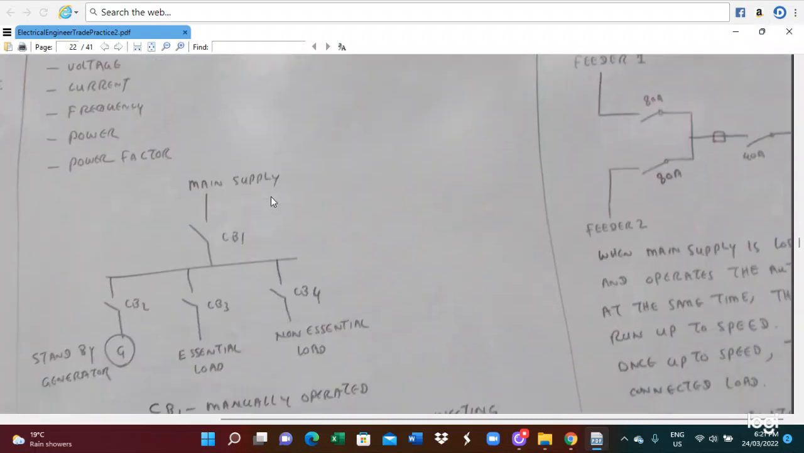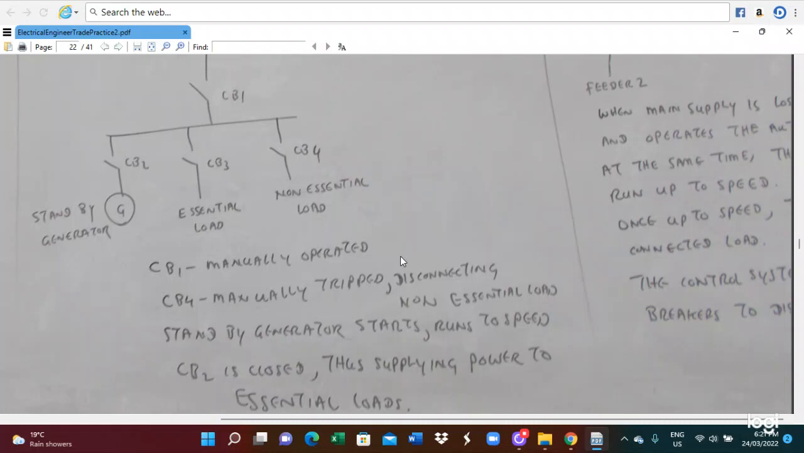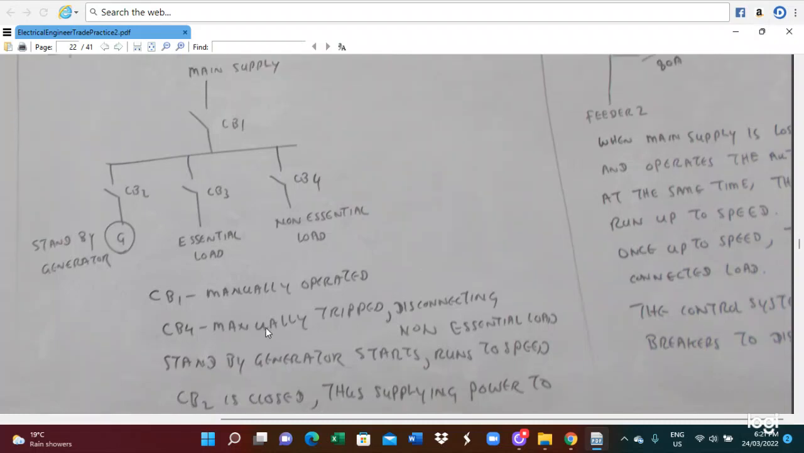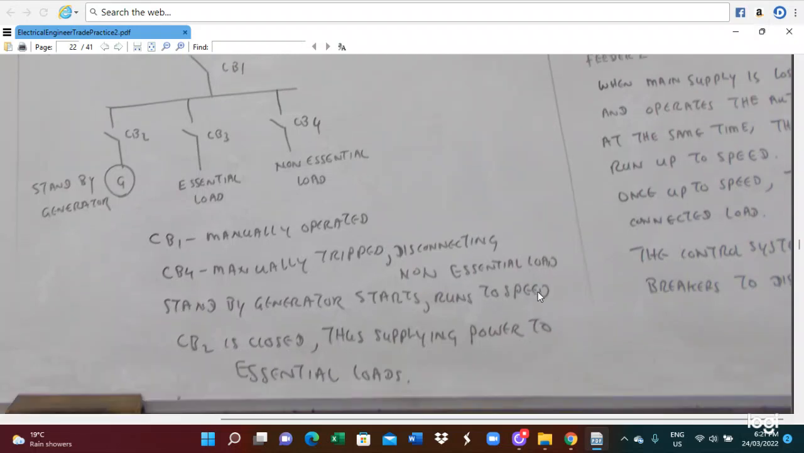So this is the main power supply circuit breaker. This is the connection of the circuit breaker, standby generator and electrical load. So CB1 is manually operated. CB4 is manually tripped, and disconnects the non-essential load. The standby generator starts and runs to speed. CB2 is closed. This supplies power to the essential load.